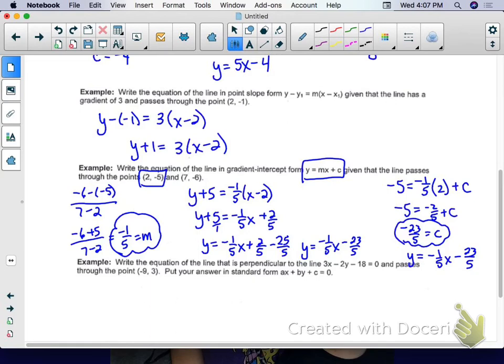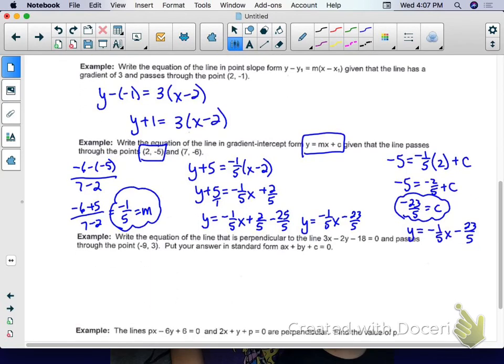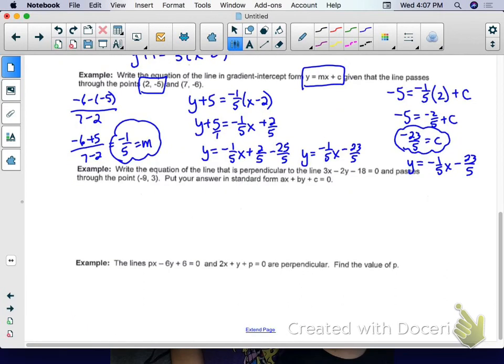Okay, 2 more here and we're done. Write the equation of the line that is perpendicular to the given line and passes through the point -9, 3. Okay, so to write an equation of a line, I need a slope and I need a point. I've got a point, I need a slope. And specifically, I need a slope that is perpendicular to this line right here. So let's find that slope first.